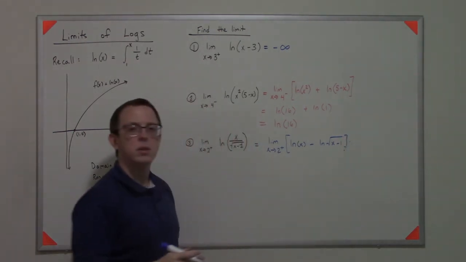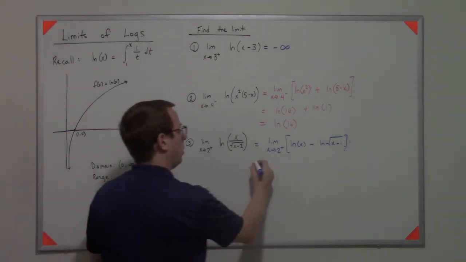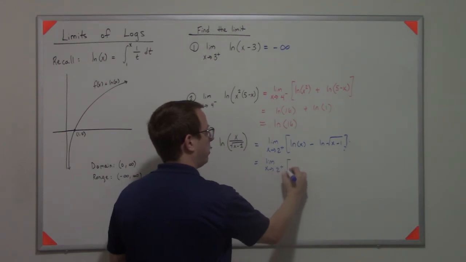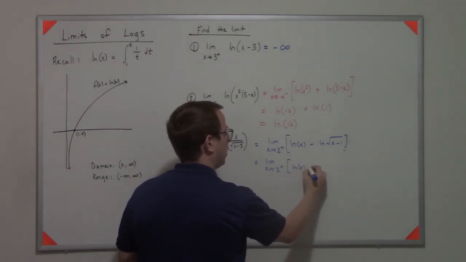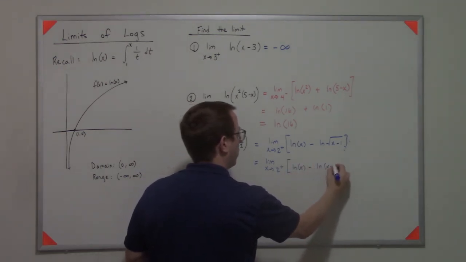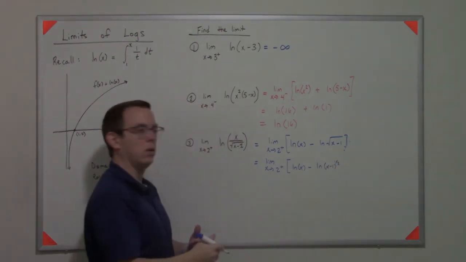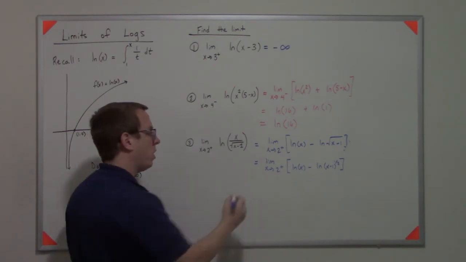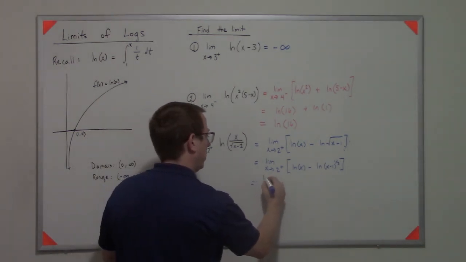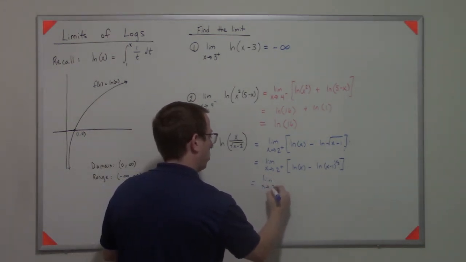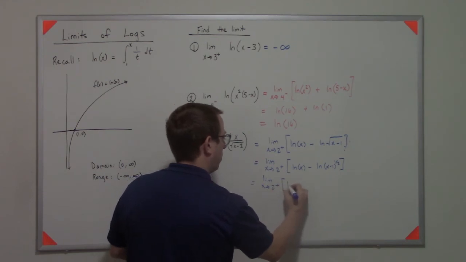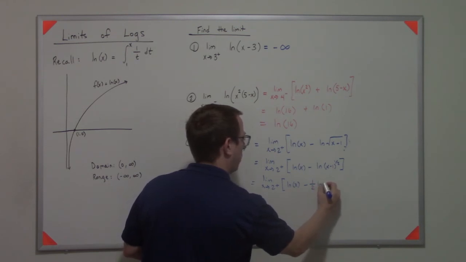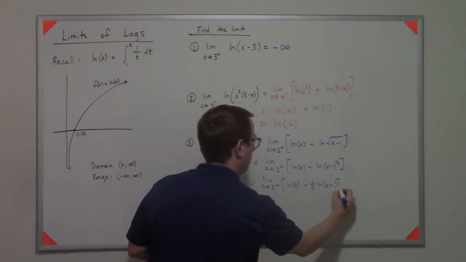But remember, the square root is like a 1/2 power, so we can say the limit as x approaches 2 from the positive side of natural log of x minus natural log of x minus 1 to the 1/2 power. And then we can bring that 1/2 to the front. We can say the limit as x approaches 2 from the positive side, natural log of x minus 1/2 natural log of x minus 1.